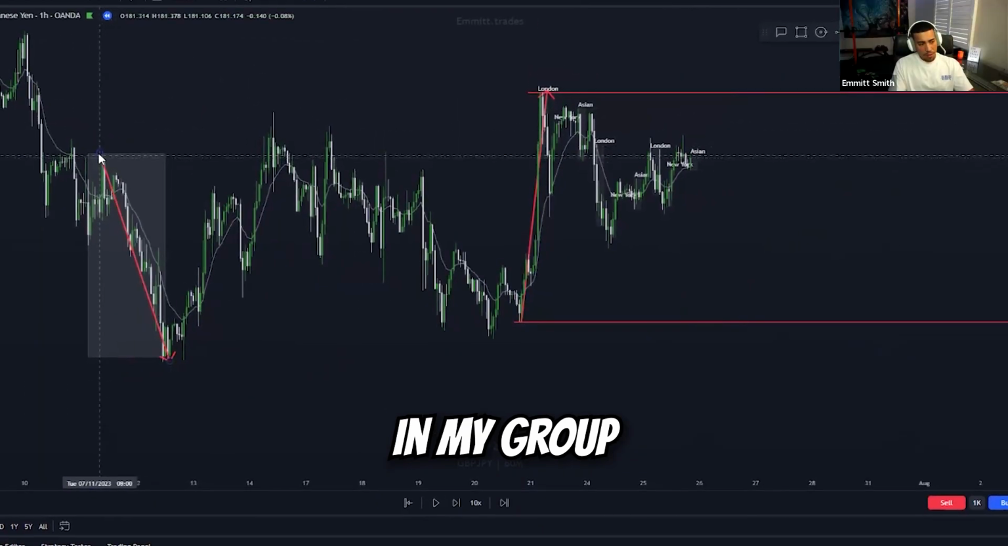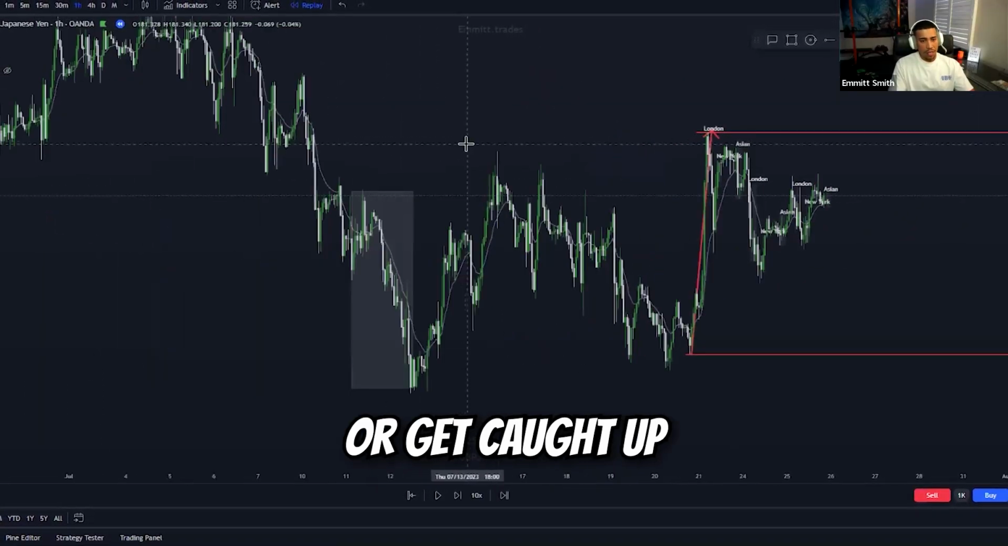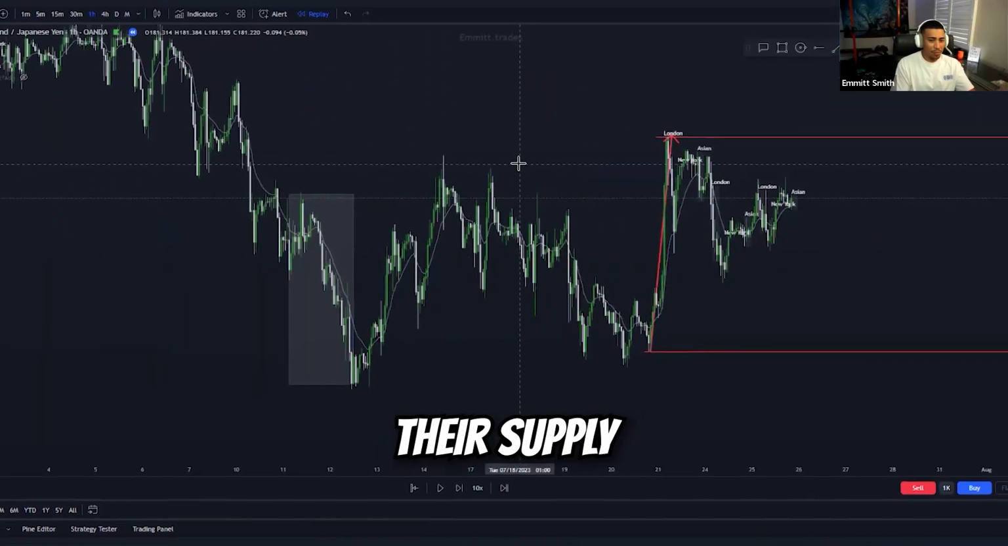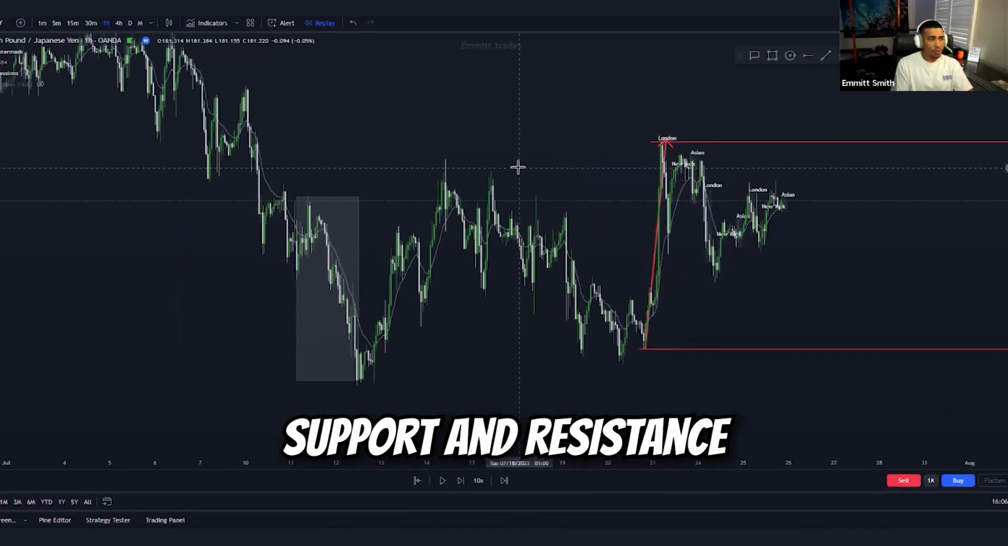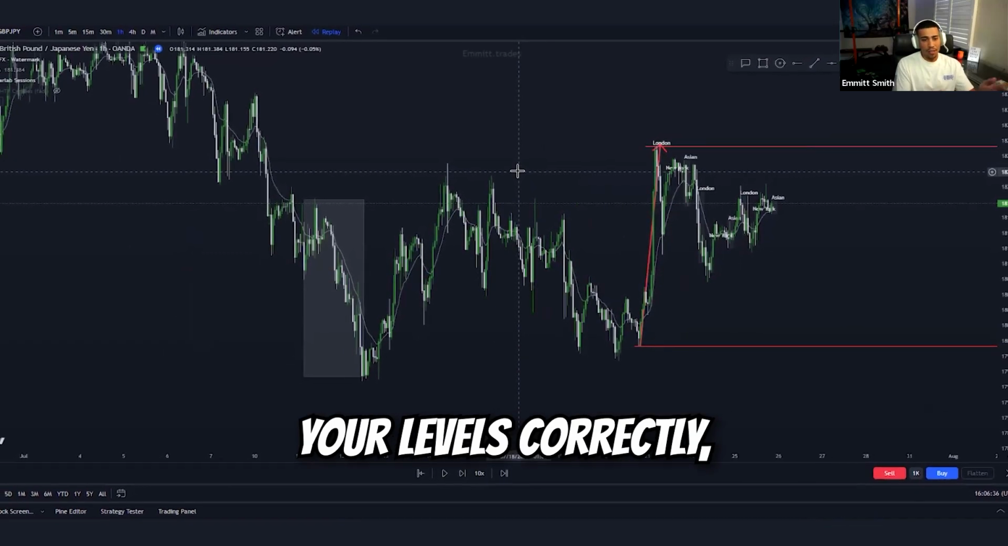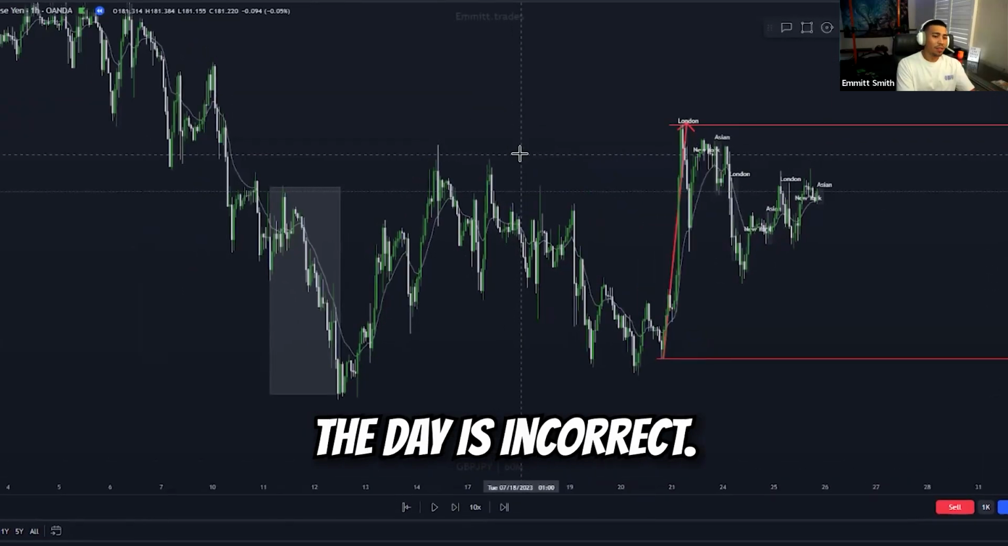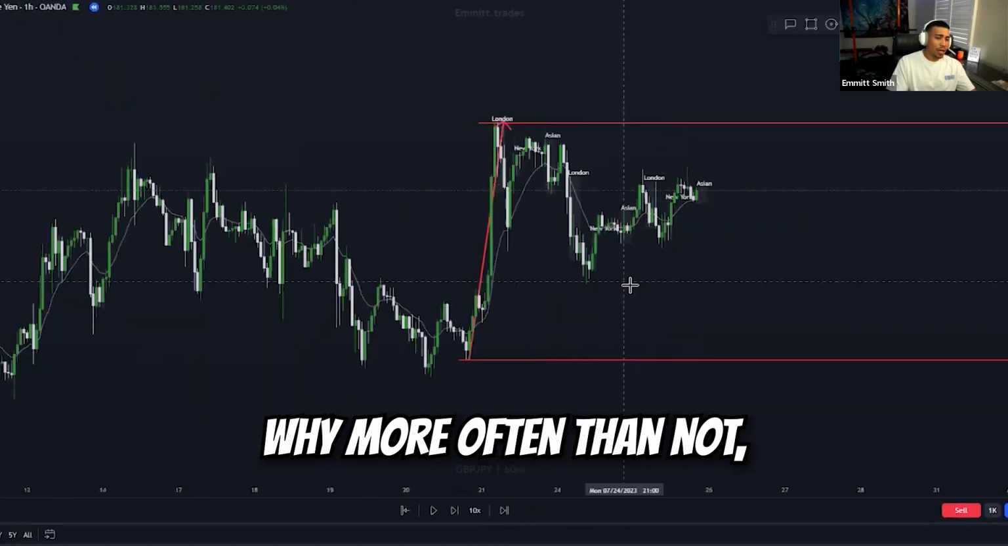A lot of people in my group who get caught up with direction or get caught up in manipulation do have their supply and demand levels written out correctly. Or for you support and resistance traders, you are writing out your levels correctly, but your bias for the day is incorrect. And that's why more often than not, you're being taken out.